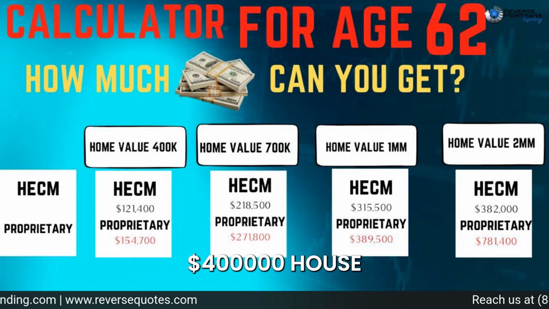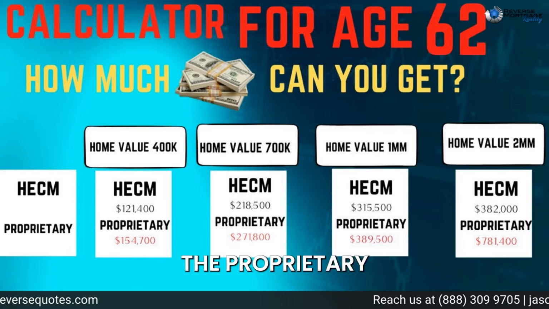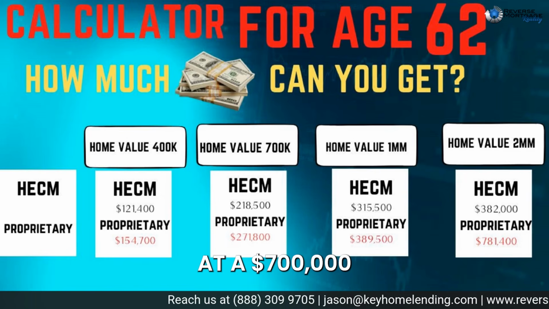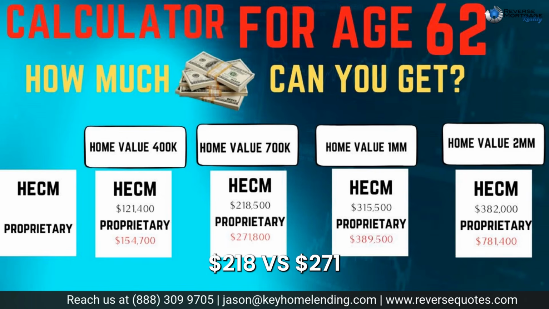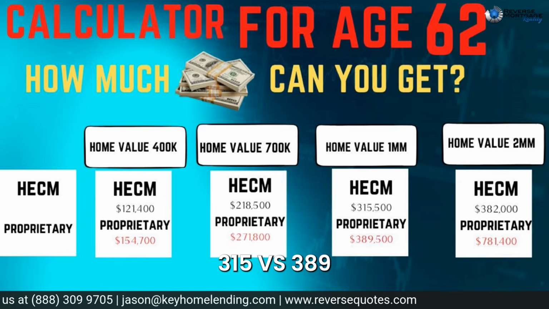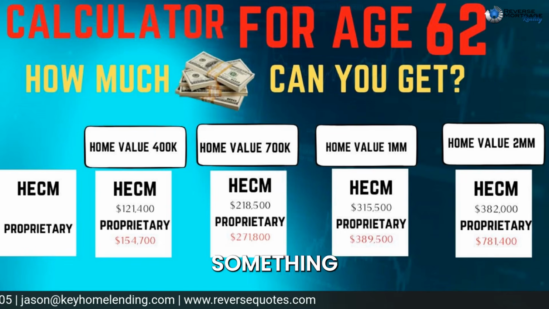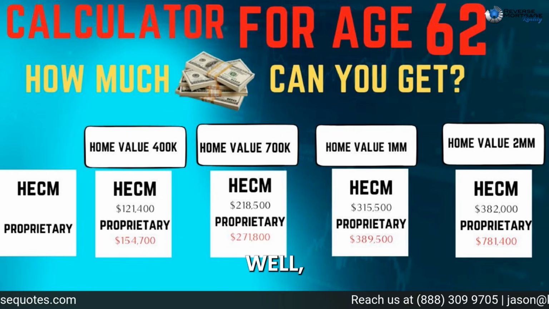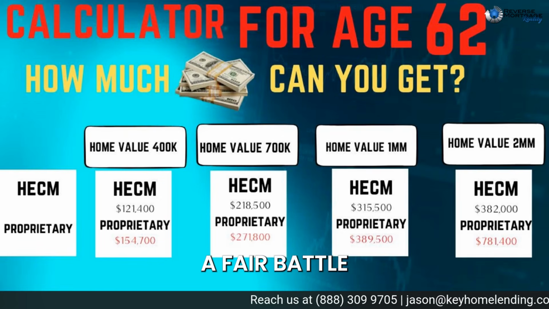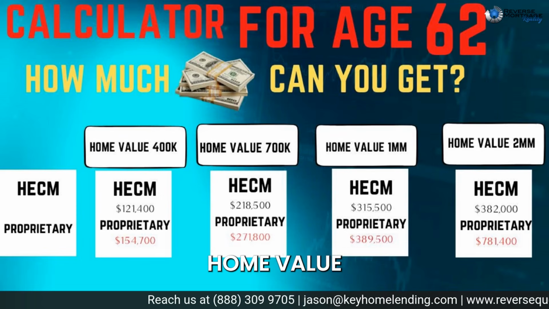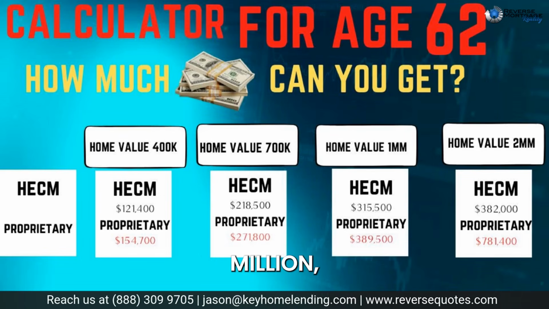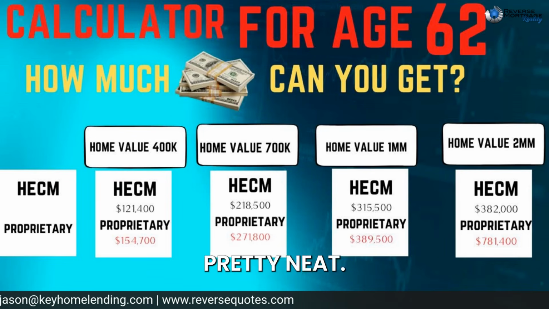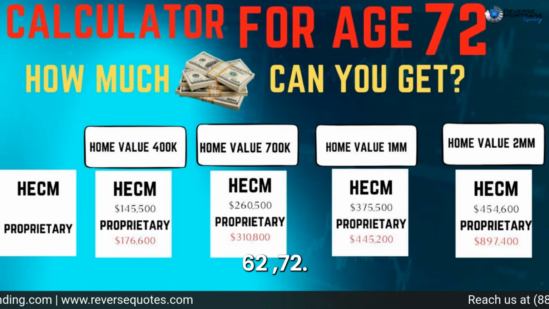So 62, $400,000 house, the HECM's 121, the proprietary is 154. That's $33,000. At a $700,000 house, 218 versus 271. $1 million home, 315 versus 389. That's 70-something thousand dollars. And at $2 million, well, that's not really a fair battle because the maximum home value for the HECM is 1.209 million, whereas the proprietary can actually loan up to $4 million, which is pretty neat. So that's age 62.